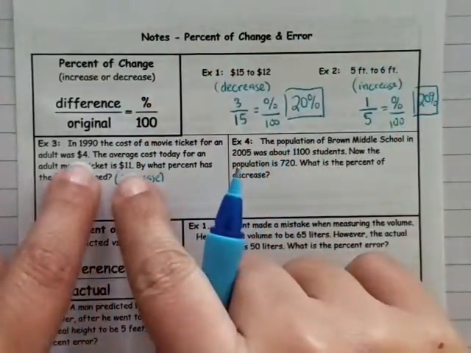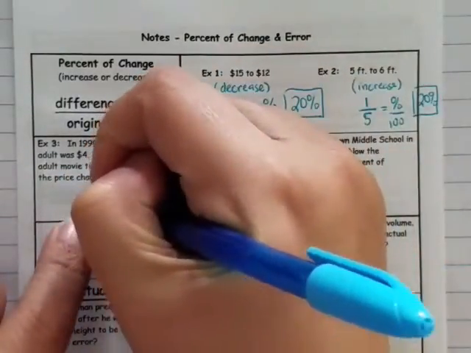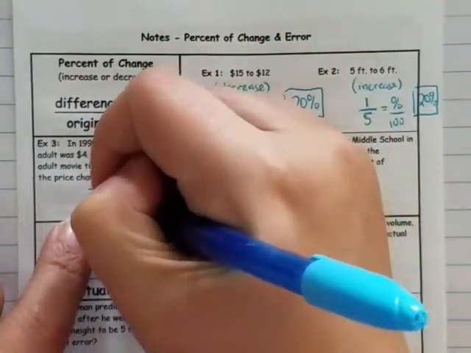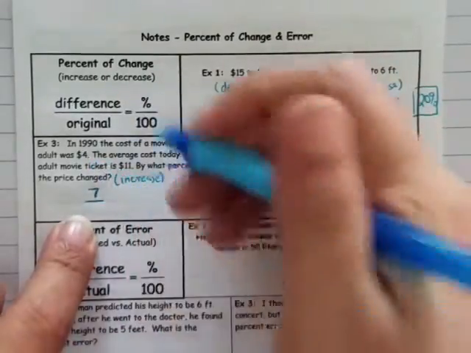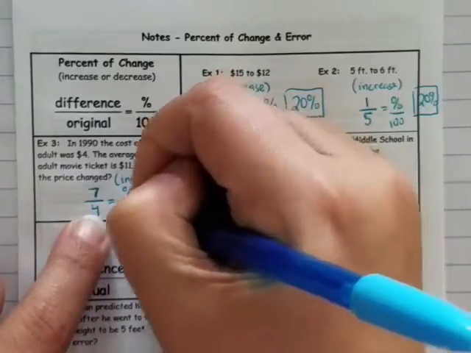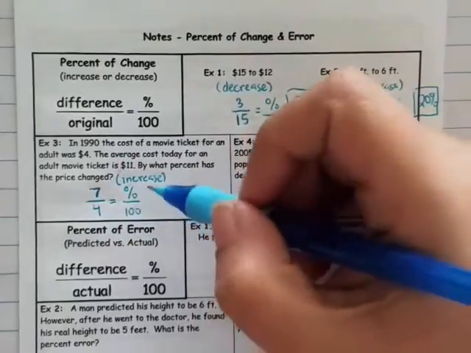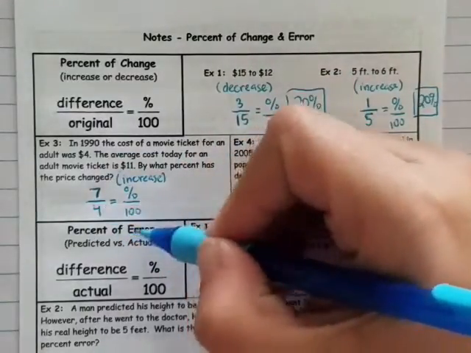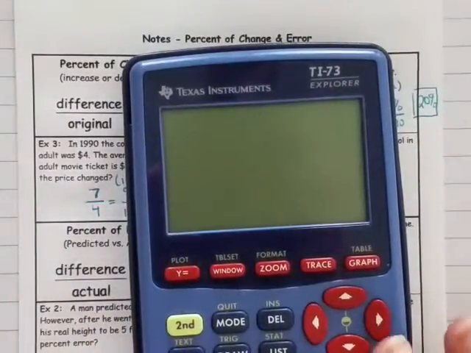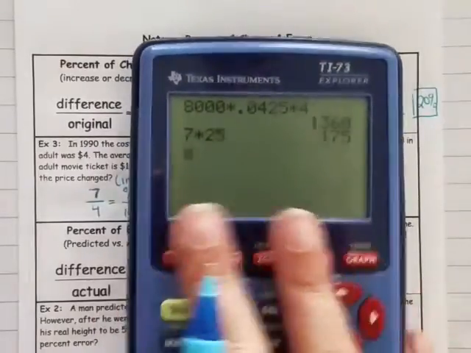Okay. The difference is, well, to go from 4 to 11 is a $7 difference. So that's going to be our numerator. So that's what's changing. My original cost was $4, and it is okay if your denominator is smaller than your numerator, okay? So then we have this percent setup. I see a relationship here of times 25, so I could do 7 times 25 and get my percent, so 7 times 25. And I get 175%.